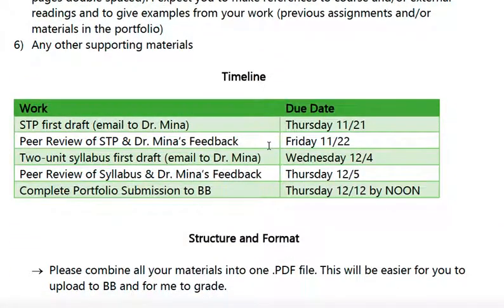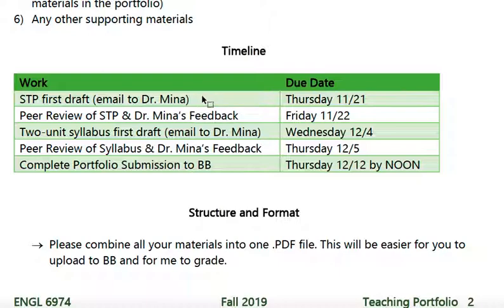And this is a timeline. The most important thing for me is we're going to do peer review and feedback from me on your statement of teaching philosophy and the 2-unit syllabus, just to make sure that you are on track, you get the support you need, you get good feedback that helps you revise your materials and make sure that you have a good and outstanding portfolio.